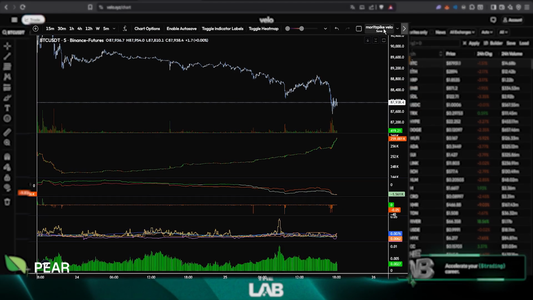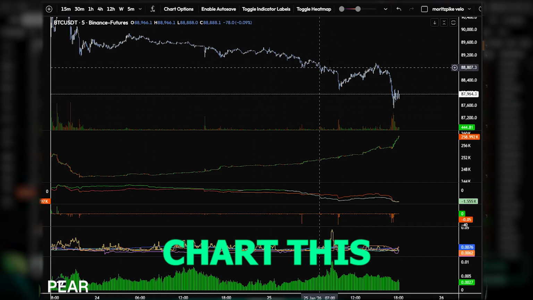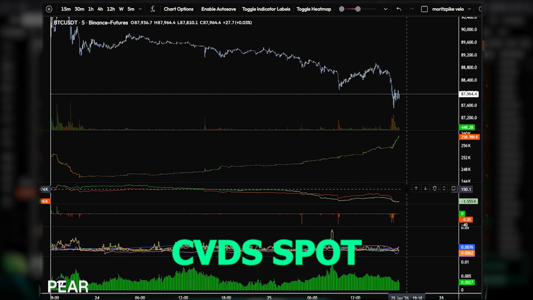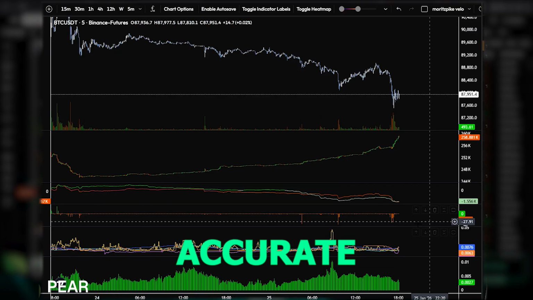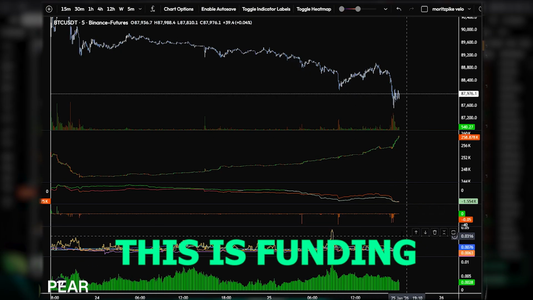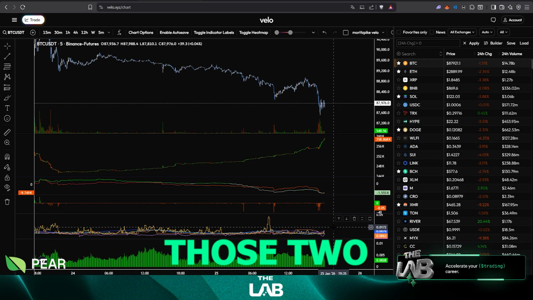There are a few features I missed, and I'm putting them out here. First of all, this template is chart. This is open interest. This is CVD, spot and perps, but the aggr one is way more accurate. This is liquidations. This is funding rate, those two.